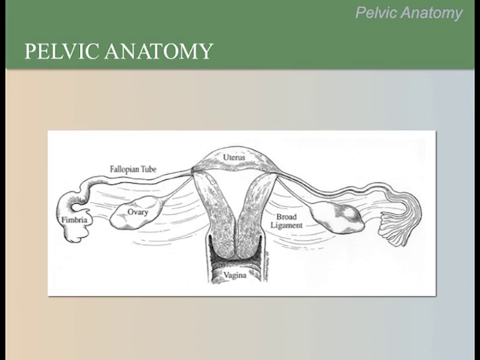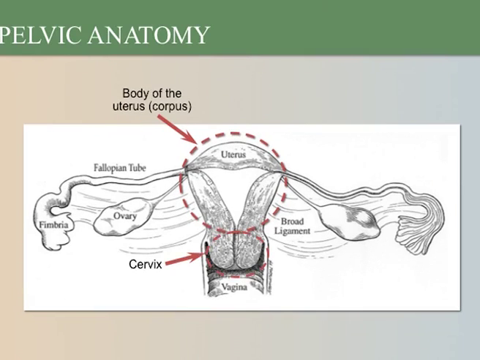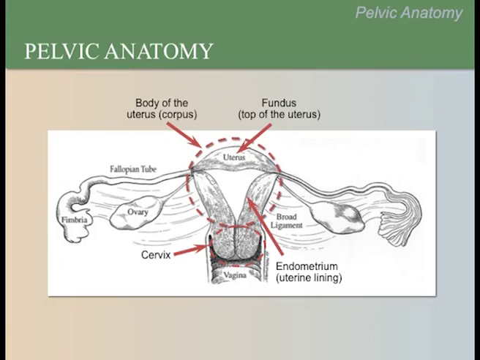The uterus has 2 parts, the body of the uterus and the cervix. The body of the uterus is the main part and is sometimes called the corpus. The lowest part of the uterus is called the cervix. The top part of the uterus is often called the fundus. The lining of the uterus is called the endometrium. The ligaments help to hold the uterus in place. The broad ligament helps to attach the uterus to the sides of the pelvis.